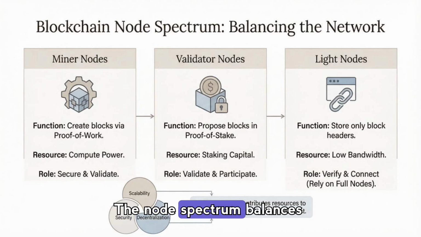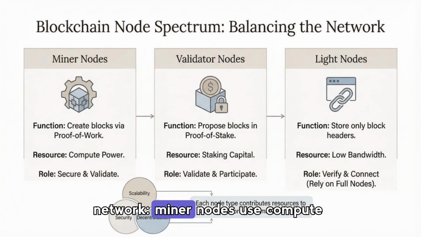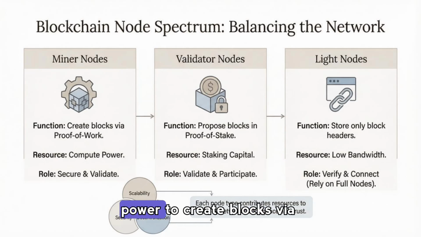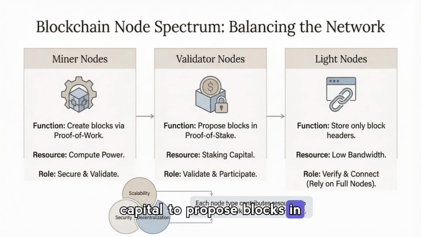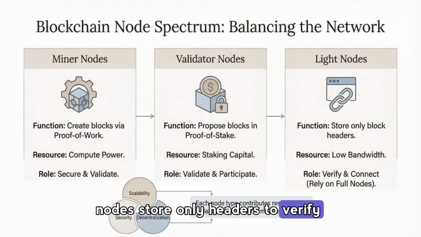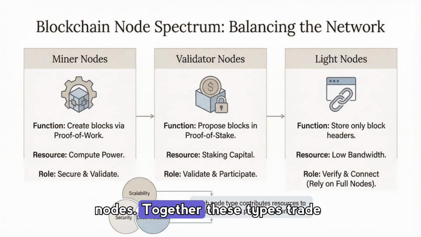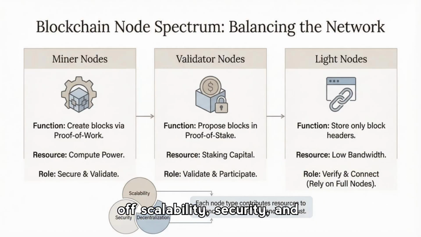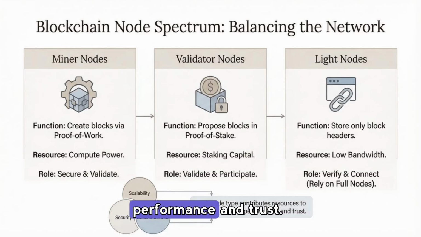The node spectrum balances resources and roles across the network. Miner nodes use compute power to create blocks via proof of work. Validator nodes stake capital to propose blocks in proof-of-stake systems, and light nodes store only headers to verify and connect while relying on full nodes. Together, these types trade off scalability, security, and decentralization to sustain network performance and trust.